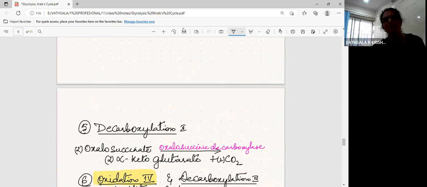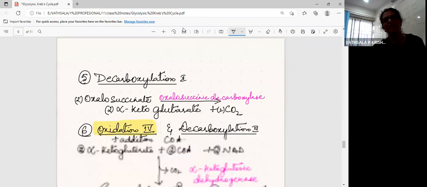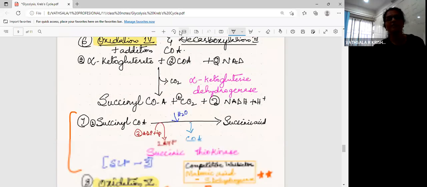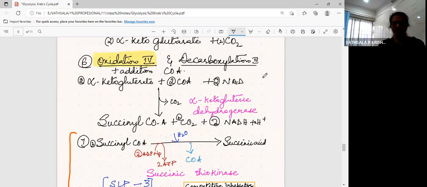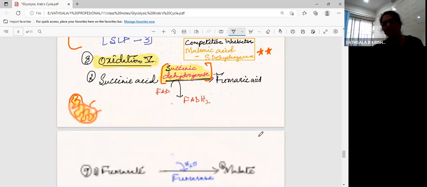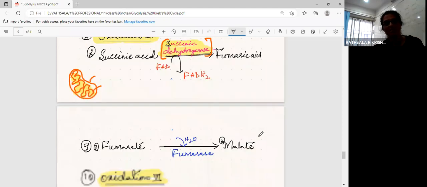So that is oxalosuccinic acid to alpha glutaric acid. Where is the third decarboxylation? Alpha glutaric acid to succinic acid. So here decarboxylation 3. Can you see here? Yes. Decarboxylation 3. So total there are 3 decarboxylations, 3 carbon dioxide is released in this complete process.